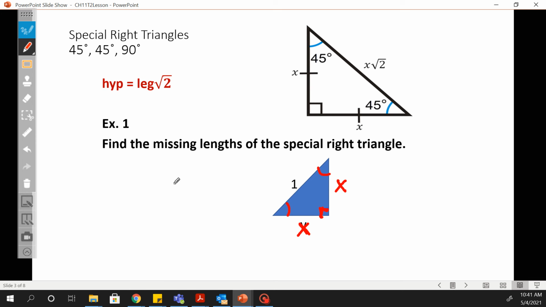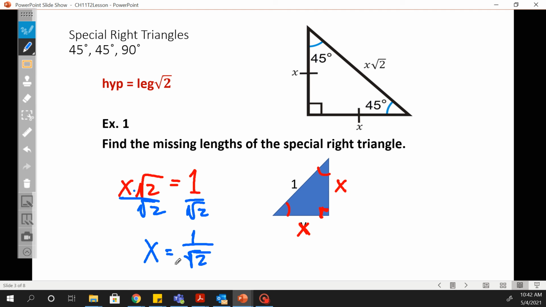What we know is that the hypotenuse is equal to the side length multiplied by the square root of 2. So we can say that x times the square root of 2 is equal to 1. If we want to know what x is, then we divide both sides by the square root of 2. So the x length is 1 over the square root of 2.